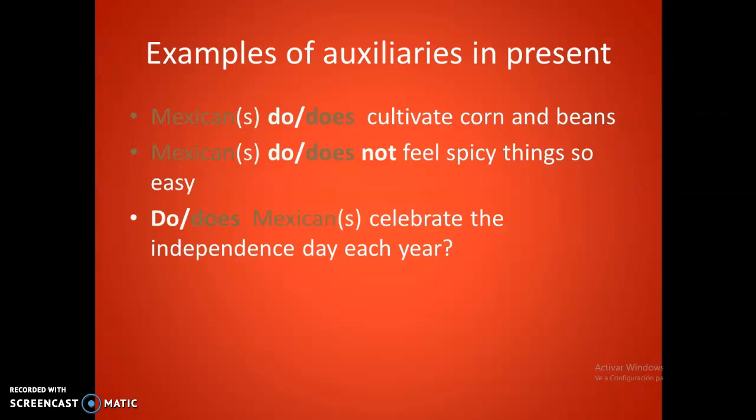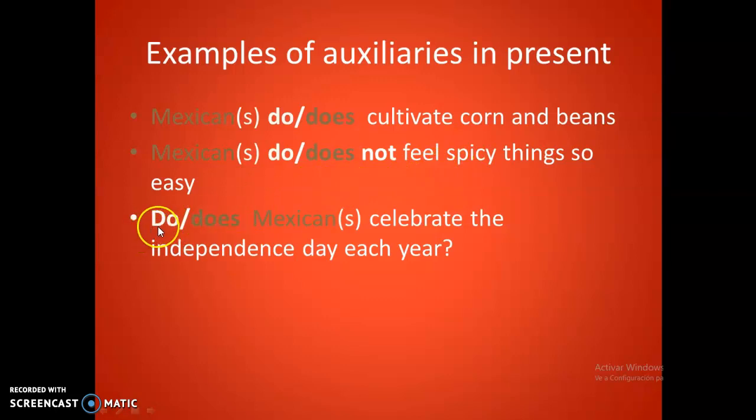So, we're going to check some examples of auxiliaries in present. In the first example, we can check: Mexicans does cultivate corn and beans. This is for the third person, and for the plural, we use: Mexicans do cultivate corn and beans. This is in declarative statement. In negative, in the third person, we use: Mexican does not feel spicy things so easy. In plural, we use: Mexicans do not feel spicy things so easy.